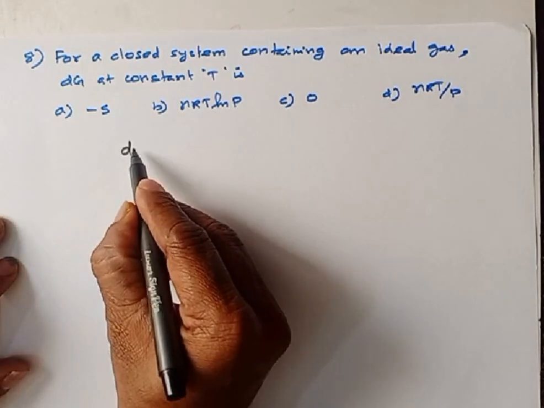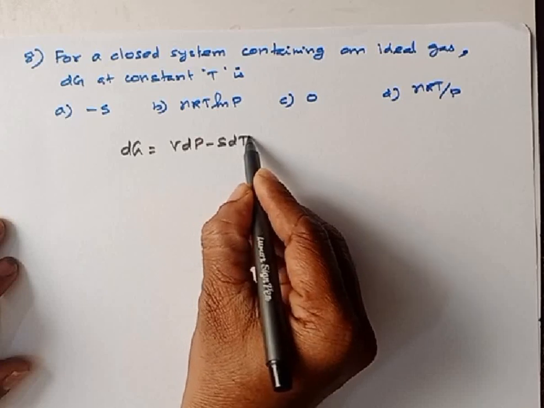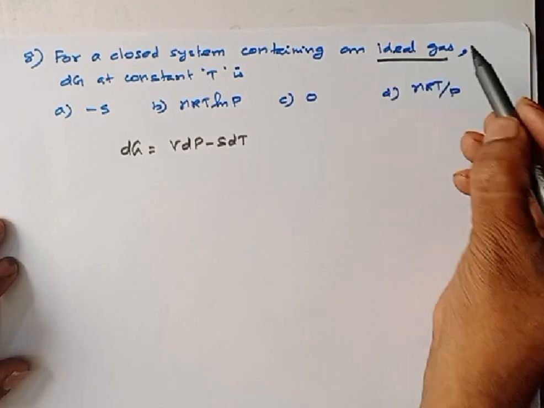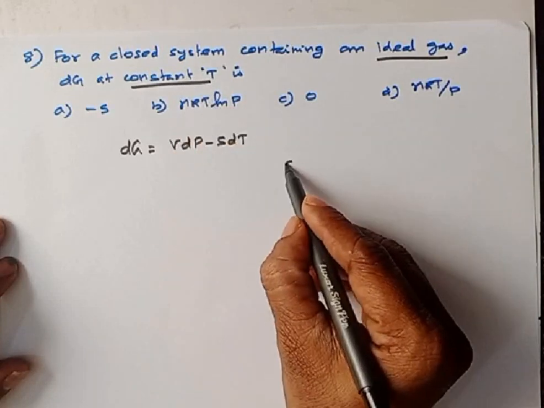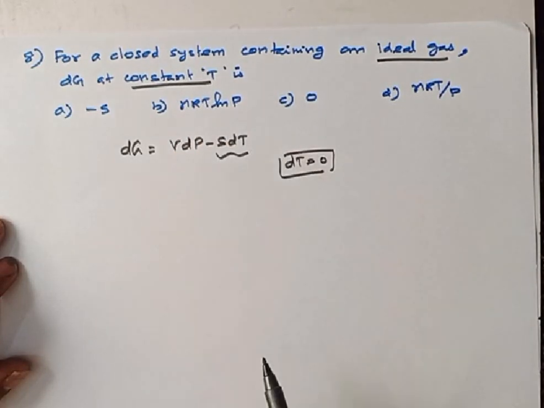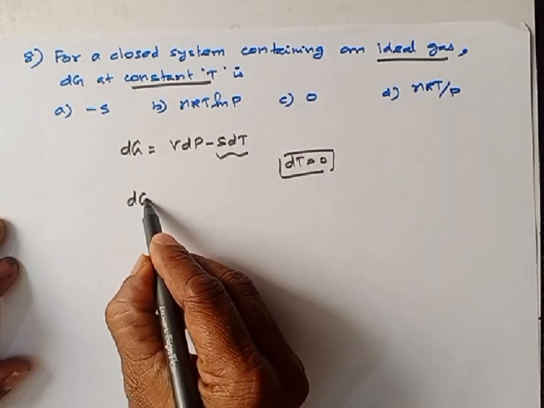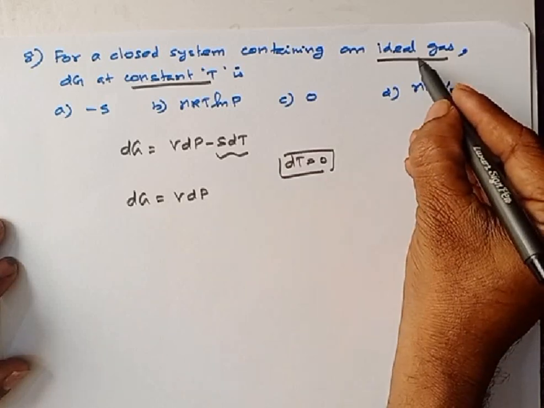See, the standard equation is dG equal to VdP minus SdT, and it is given that the gas is an ideal gas and temperature is constant. Since temperature is constant, dT equal to 0. If dT is 0, then this term becomes 0. So I can write dG equal to VdP. Okay, and it is given ideal gas.